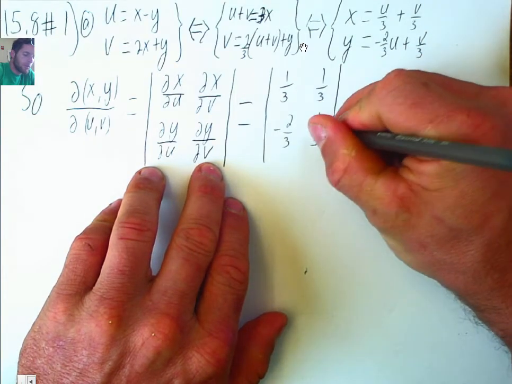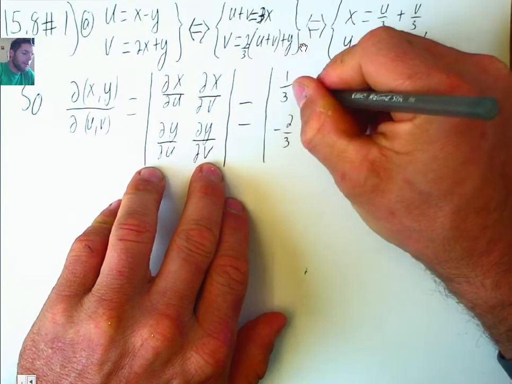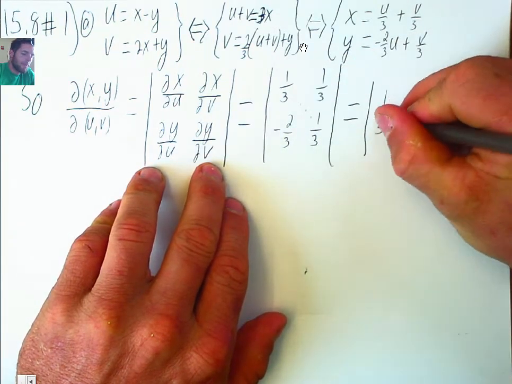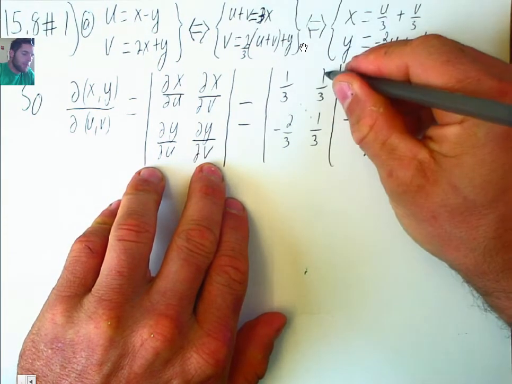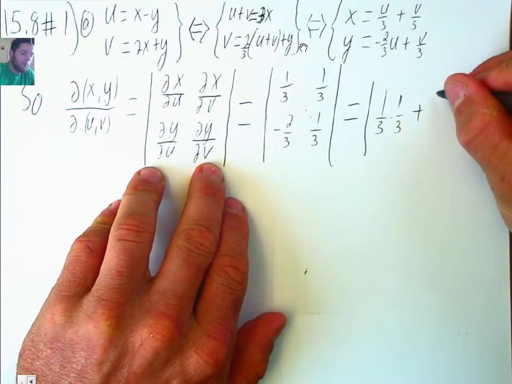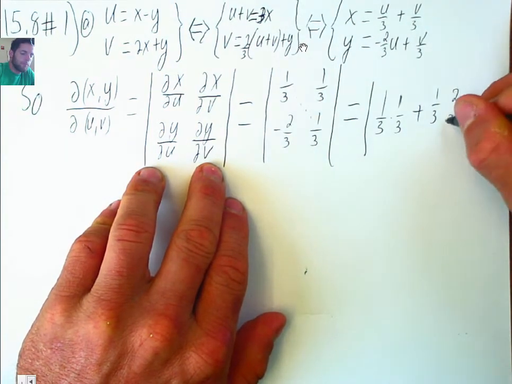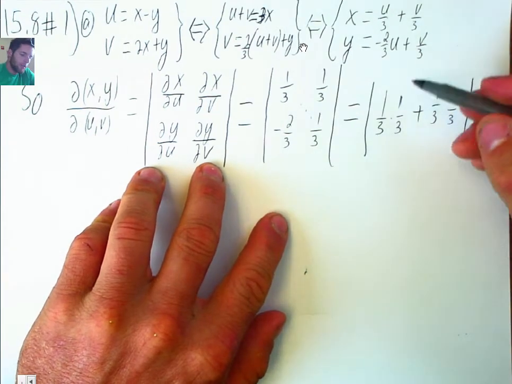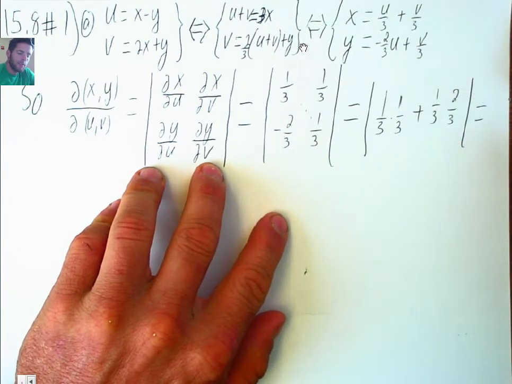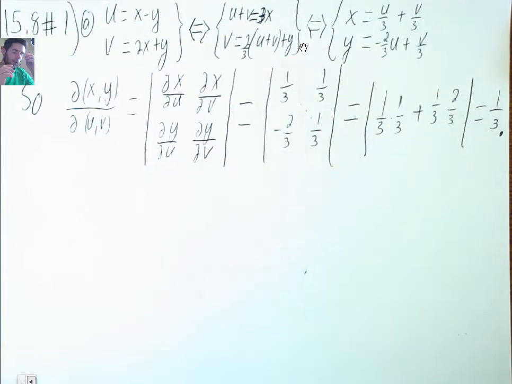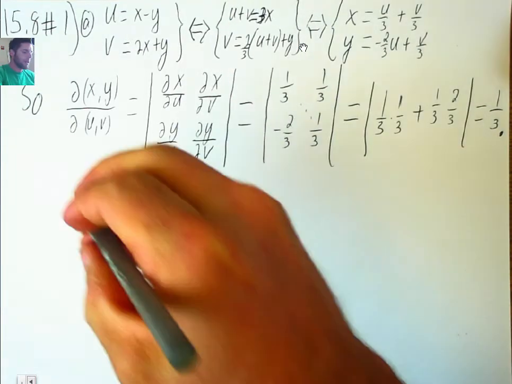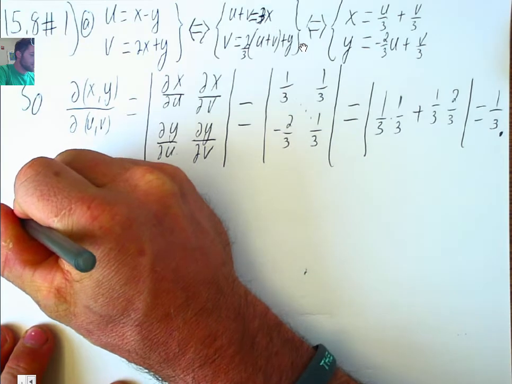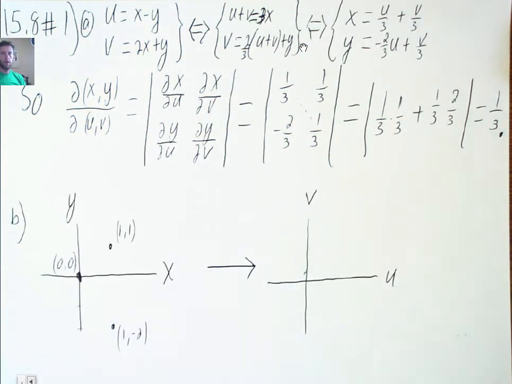That is equal to the absolute value of 1/3 times 1/3 minus 1/3 times negative 2/3, and that absolute value is 1/9 plus 2/9. That's 3/9 for a total of 1/3. The absolute value sign just goes away. Okay, so the absolute value of the determinant of the Jacobian of this coordinate transformation is 1/3. And we'll be able to see what that means in part B. And I'm back.